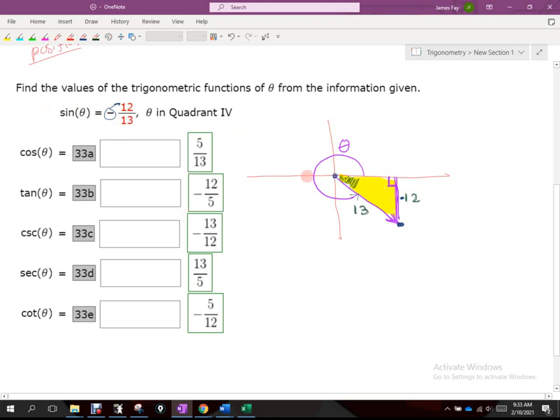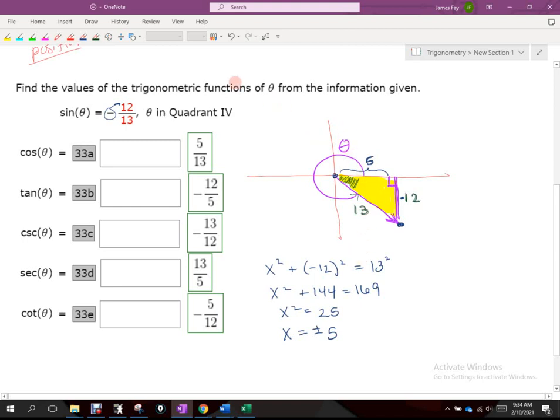So now we're going to use the Pythagorean theorem. We need to find that distance right there. So we should call that x. So we'll say x squared plus negative 12 squared should equal 13 squared. So x squared plus 144 equals 169. x squared is 25. So x is plus or minus 5 using the Pythagorean theorem. But because it's a distance and it's to the right from 0, 0, I'm going to say that distance is 5. Is that okay?